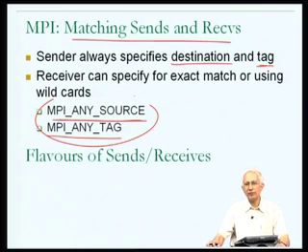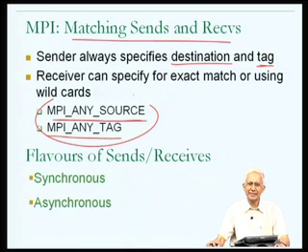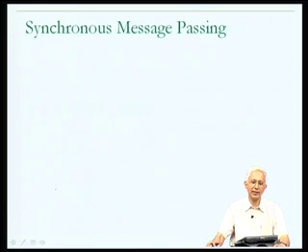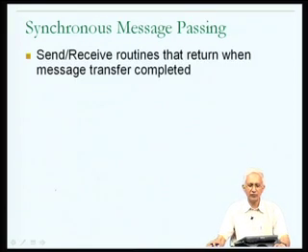Now, further there are two flavors to sends and receives in MPI, which are what are called synchronous and asynchronous. We have seen these two words earlier when we talked about asynchronous I/O, input and output, and there is a similar flavor to what is happening in the case of MPI. Now, the idea of synchronous message passing is that the send and receive routines return when the message transfer has been completed.